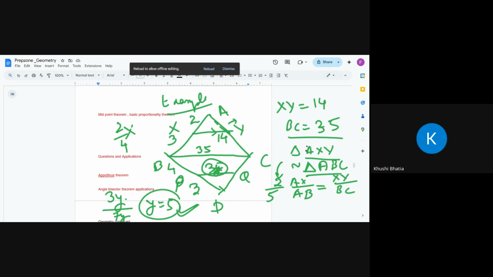We got y as 5, and before that we got the value 15. Yeah, correct, because I already gave you 35. If I had not given you, then you would have to assume 14 as, let's say, 2x and 3 and this as 3y. Then this will come in terms of x, this in terms of y. Then you will get x and y. But I made it a little simpler. I gave you 35 and then I found out the value of y.